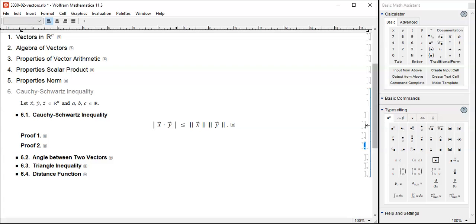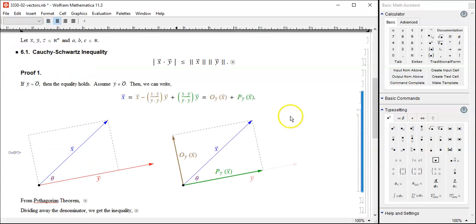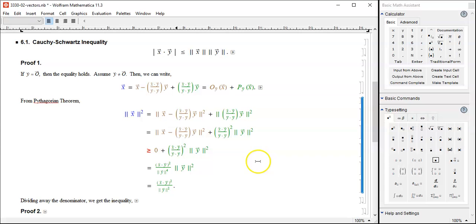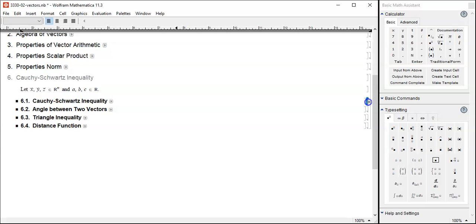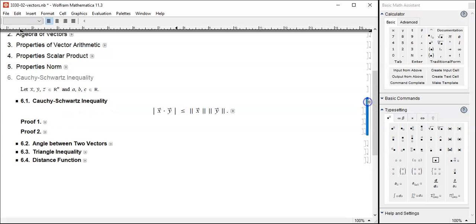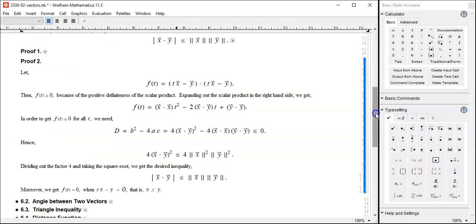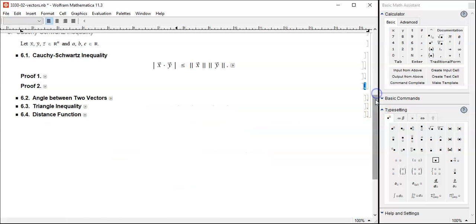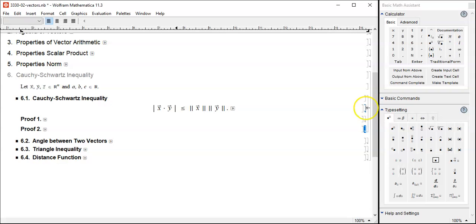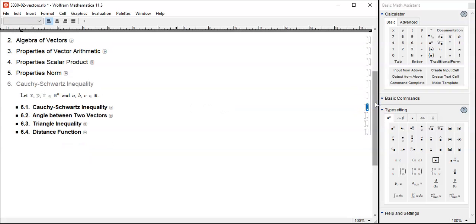Which one do we prefer? The textbook's method depends upon a picture and then orthogonal and parallel components, and then the Pythagorean theorem. Works out great. If you're not really into orthogonal components, proof 2, then you can use a quadratic expression and then you can use the discriminant. You don't have to rely upon any kind of picture. That could be either an advantage or disadvantage. Anyway, we just went through the Cauchy-Schwarz inequality. Okay, we did that, so let's go to the next concept.